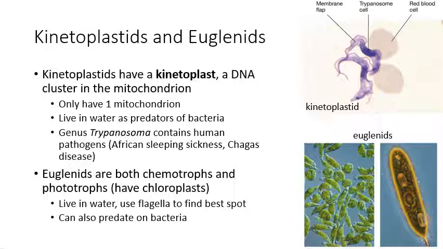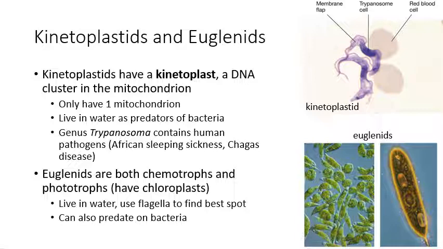You have the genus Trypanosoma that has human pathogens in it. Those pathogens cause African sleeping sickness and Chagas disease. Chagas disease is actually something that we have around here. Those diseases are caused by kinetoplastids that actually infect insects, so the disease is transmitted by insect bites.